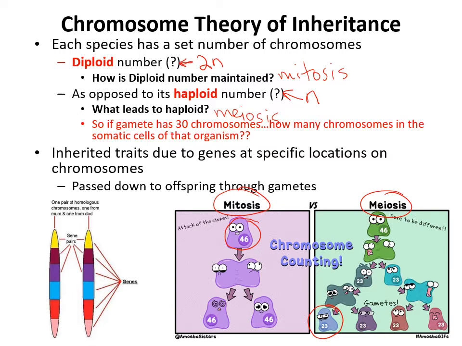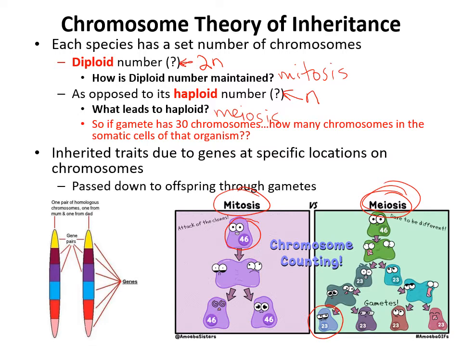So now with mitosis, those somatic cells, or all the body cells, will double their DNA, then split in half, okay? And they'll end up with the proper 46 chromosomes. Whereas the haploid number is maintained by meiosis, which is the formation of sex cells, okay, formation of gametes.